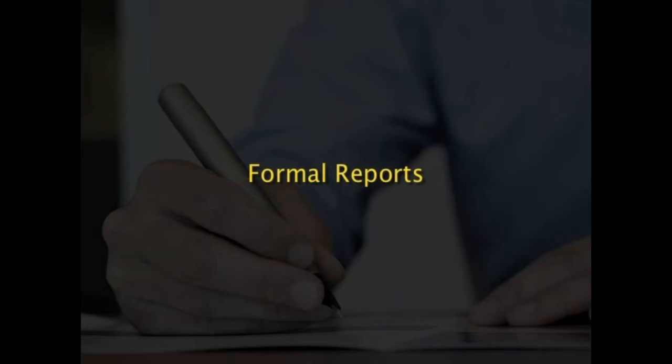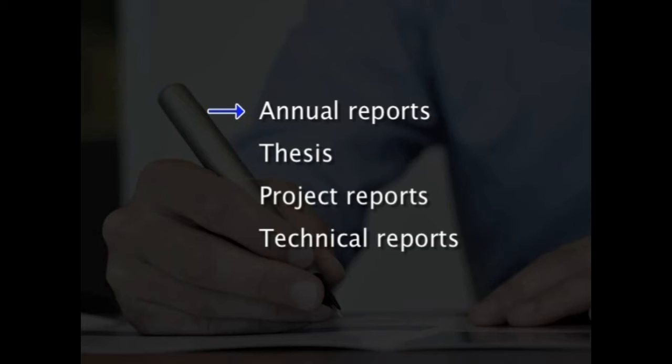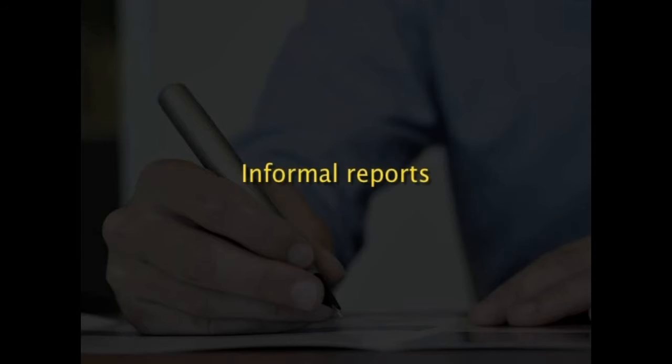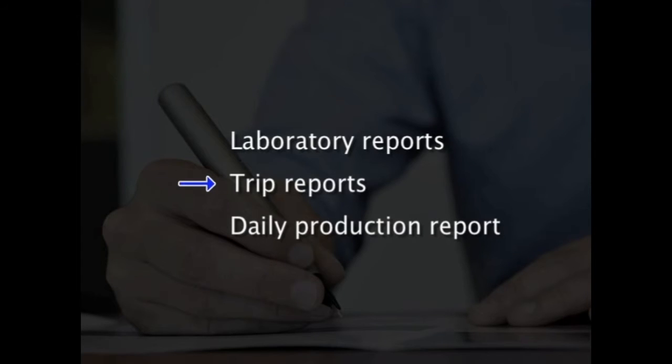And these are of two types, formal and informal reports. Formal reports are the long reports with elaborate description and discussion. For example, annual reports, thesis, project reports, technical reports, etc. The second type of report under this is informal reports. Compared to the formal reports, these reports are shorter and they do not need any elaborate descriptions and discussions. For example, laboratory reports, trip reports, daily production reports, etc.